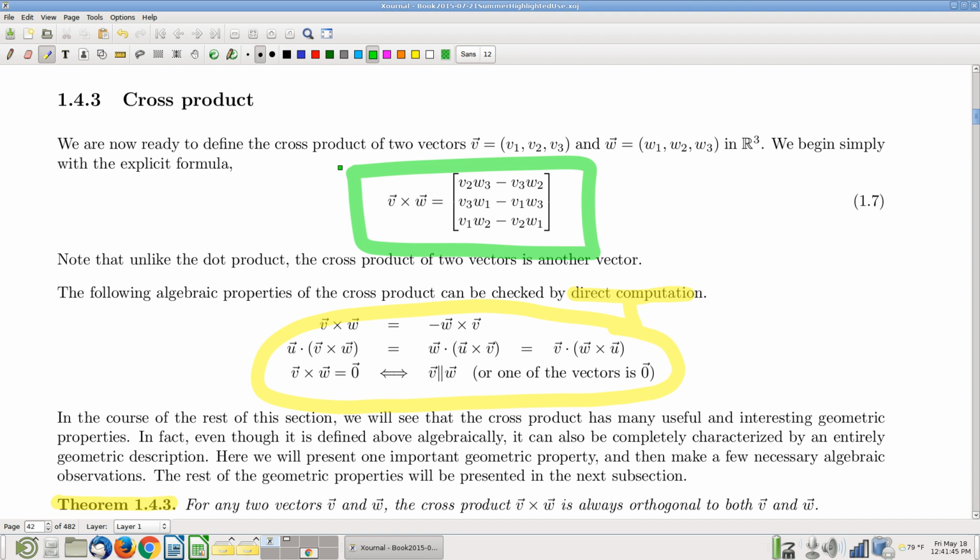Shouldn't it be? Didn't it seem weird that the dot product of two vectors was not a vector, it was a scalar? That was weird. This is back to normal in some sense. So the cross product of two vectors is another vector.